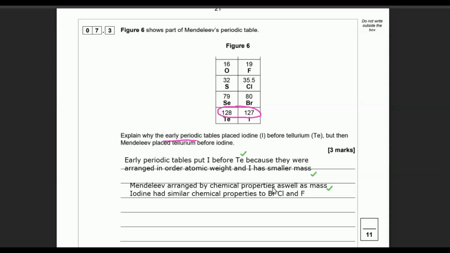The other thing you've got to remember is that he left gaps. It's not tested in this question here, but it often is. So when you're revising Mendeleev, just know that he arranged things by mass in order of mass. However, he took into account chemical properties and he left gaps where need be.